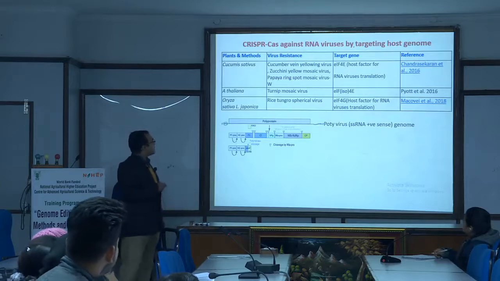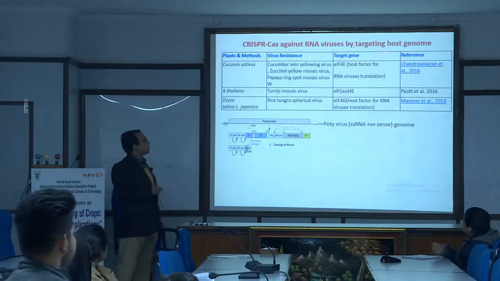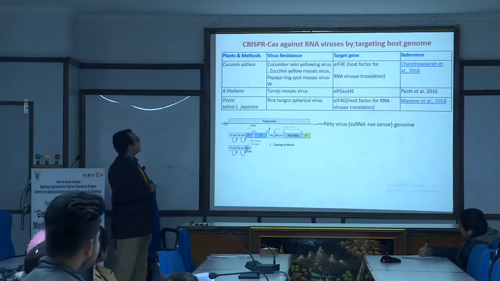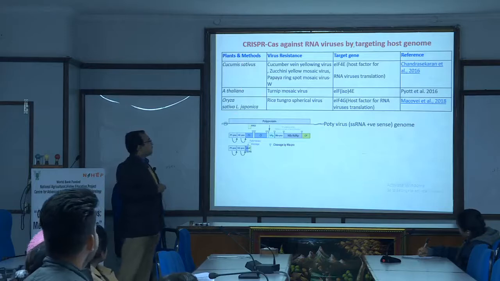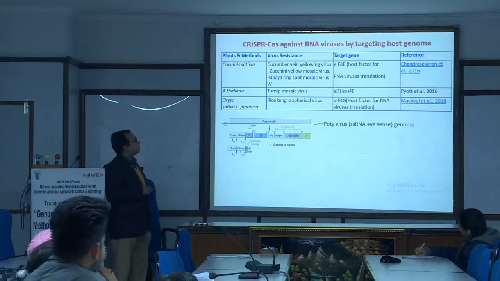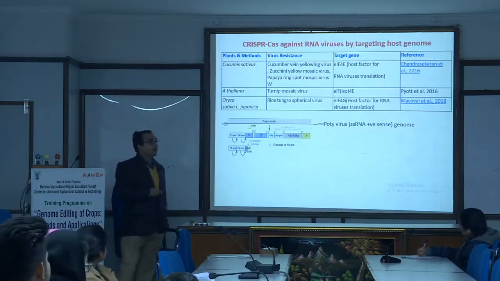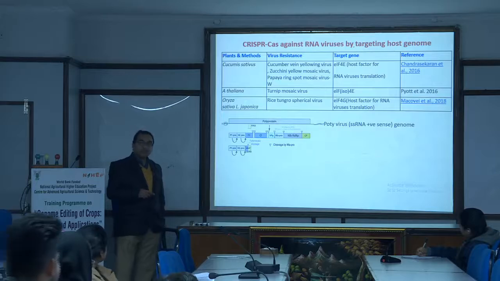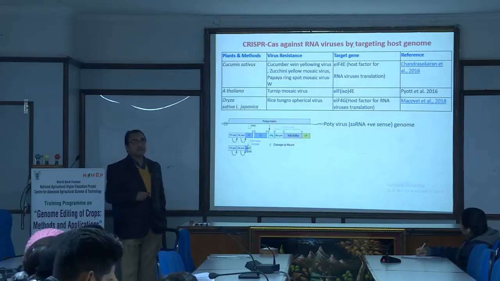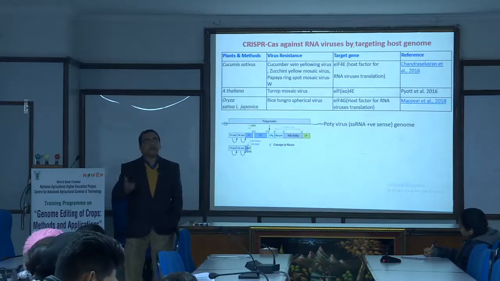So this is the aspect of CRISPR-Cas9 against RNA viruses by targeting the host genome. In different plants, people have targeted one important protein called EIF4E. This is a host factor for RNA virus translation. EIF4E is an elongation factor for any protein translation.